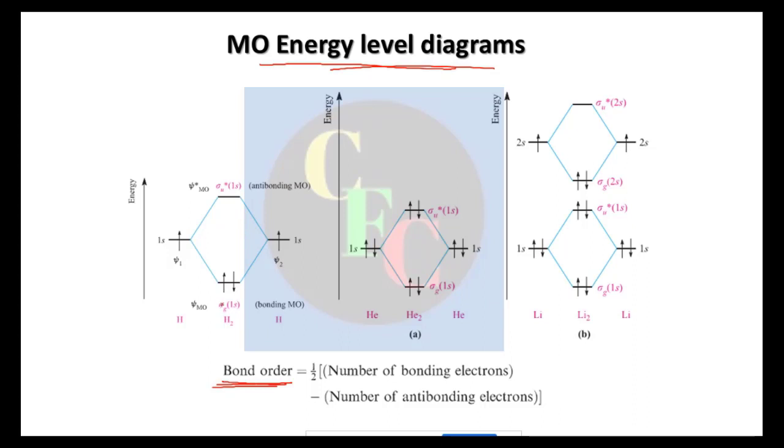Okay, now these are all homonuclear, right? That's why you see all the energies are on the same level. This one and this one, they are at the same levels, right? Now the simplest one is of course the H2 molecule, right?